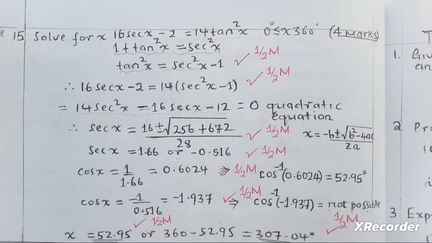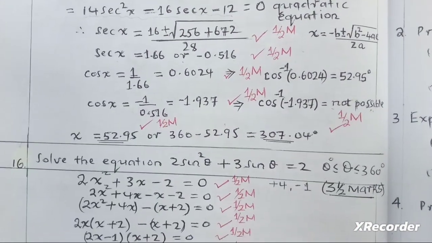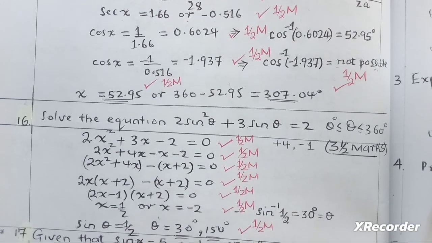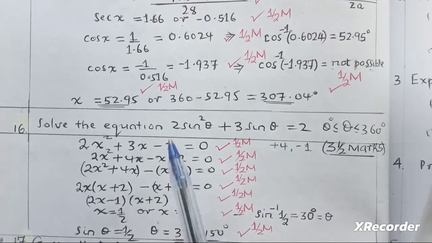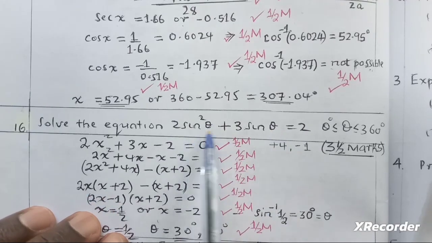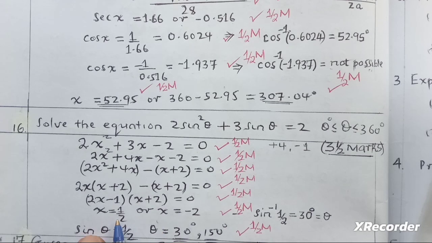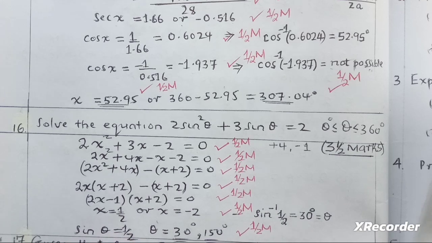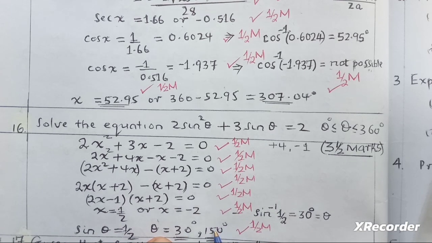And then from there, the final question we are going to look at is this one. We can find the values of sine using the quadratic equation. Finally we get our values as that. Like we said, this one is not possible because these are ratios and they are less than 1. So you use sine theta equals a half, which gives us 30 and 150.